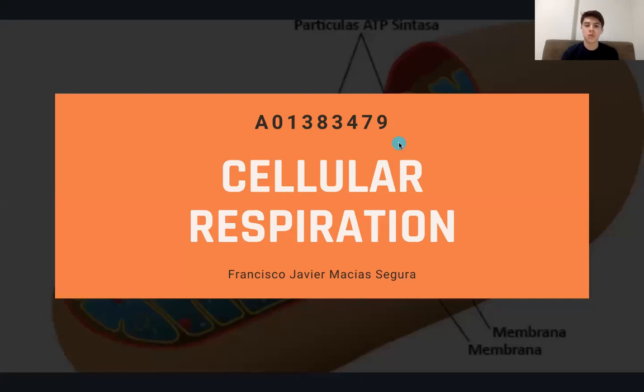One of the main mechanisms for obtaining energy is cellular respiration, in which glucose molecules are degraded to produce ATP. The process begins in glycolysis, then the Krebs cycle, and then the electron transport chain. This video will mainly highlight the production of CO2, water, and ATP.